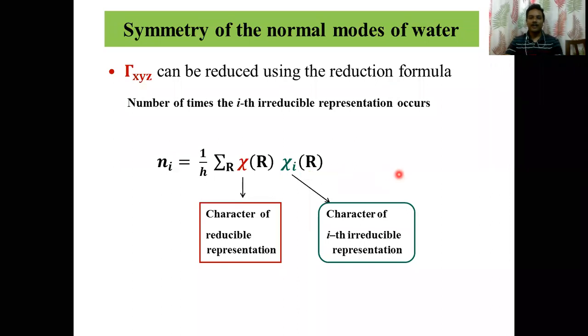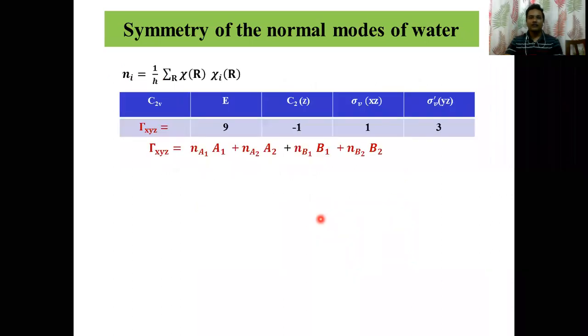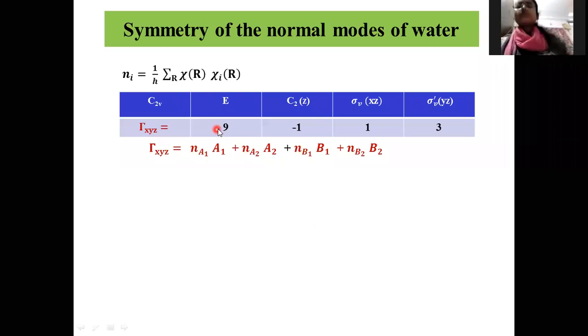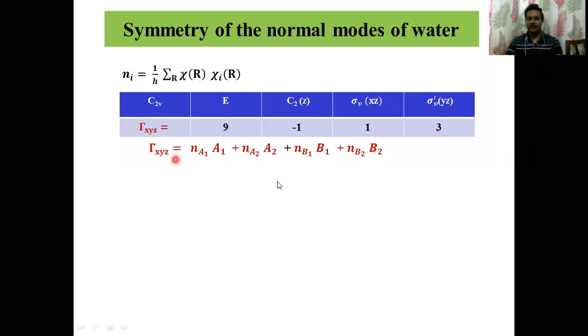Okay, so let me explain this, then I think you will understand better. What I mean is that if this is the total representation, the total reducible, then how many A1 are going to come in that, how many A2 are going to come in this representation, and how many B1 and how many B2, right?